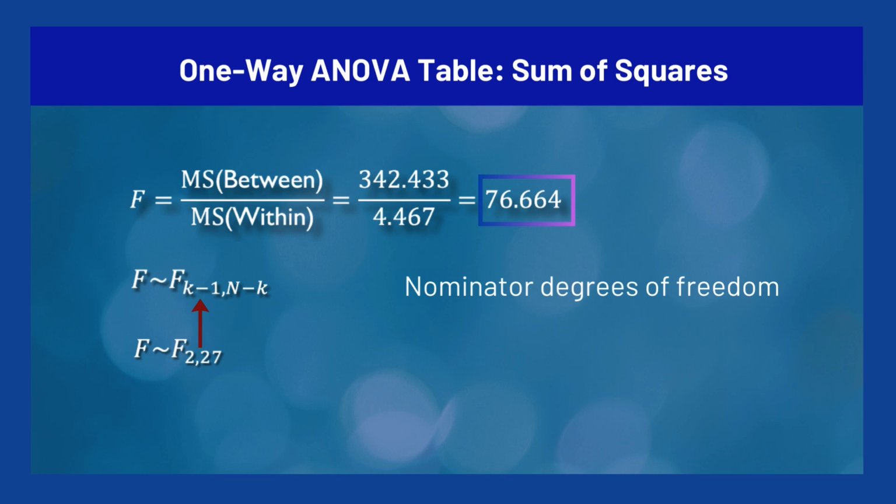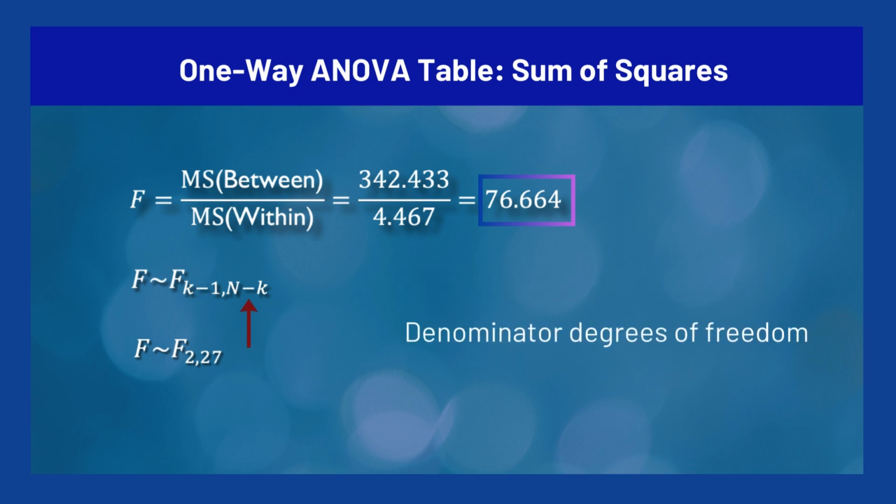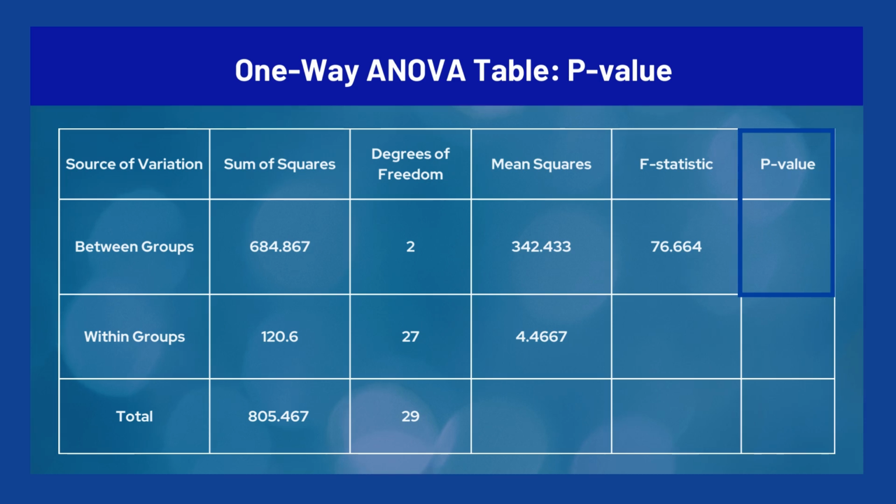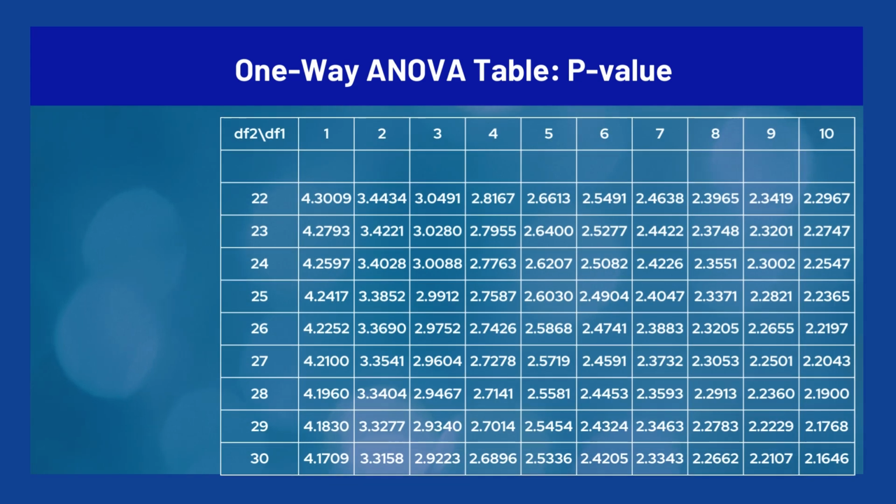This F statistic follows an F distribution with k-1 and n-k degrees of freedom, where k-1 is the between groups or numerator degrees of freedom and n-k is the within groups or denominator degrees of freedom. The F distribution table cannot directly be used to estimate the p-value. The F distribution table provides critical values, which you can compare the calculated F statistic to in order to estimate the p-value. Here's how to use an F distribution table to estimate the p-value.